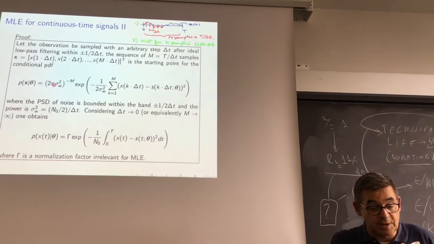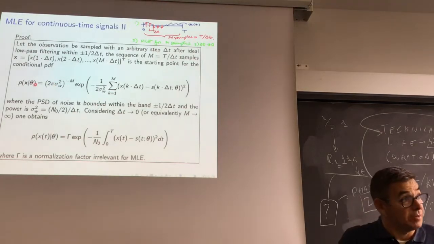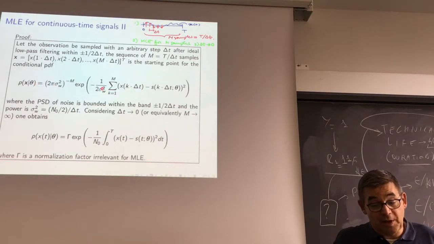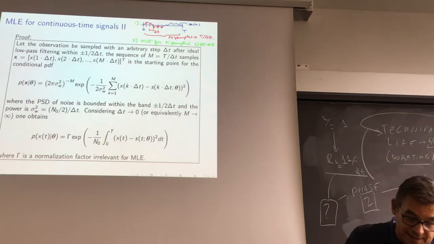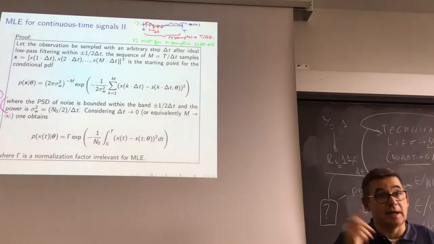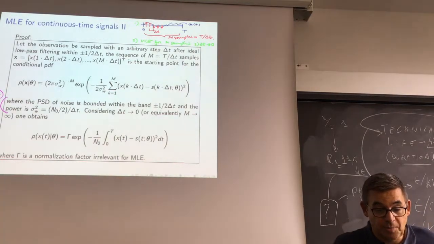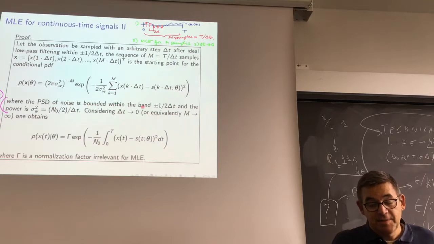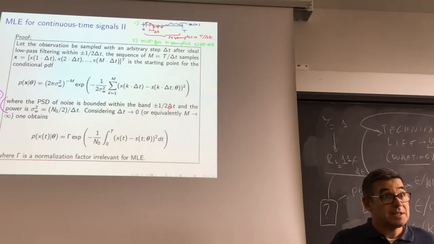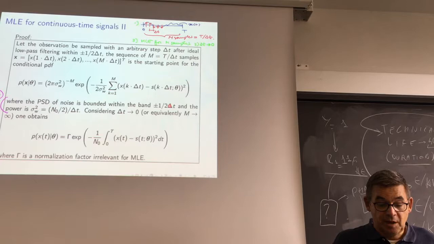Then the starting point is that the conditional PDF is something that I can write. And so in my conditional PDF I have a sigma squared w, which I can compute. Now the power spectral density of noise is bounded within the band. This sentence is what is indicated by the star, which means the power spectral density is limited within the bandwidth plus minus 1 over 2 times delta t. And the power is this one, which is what we calculated.